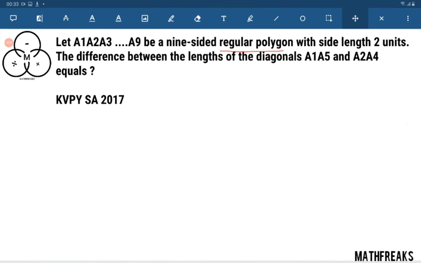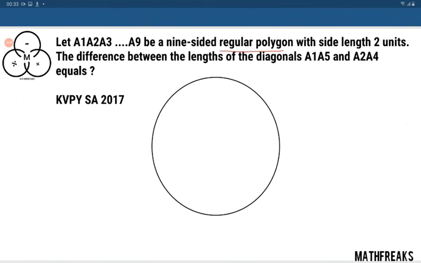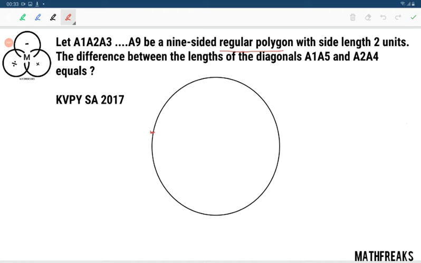Let us draw a circle to better understand. This is regular, that's why I am drawing a circle. A1, A2, A3, A4, A5. A1, A5 here. This will be better one. A2, A3.